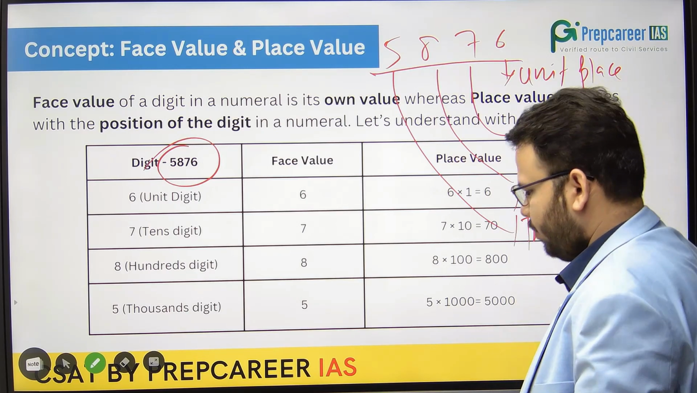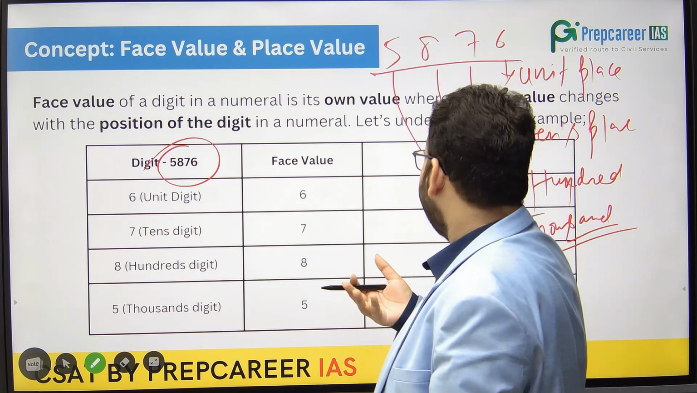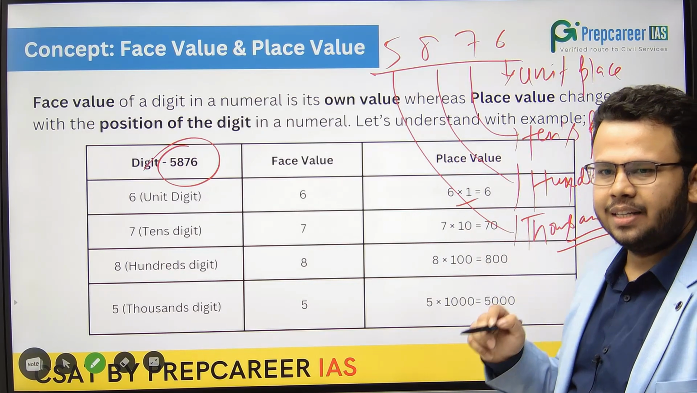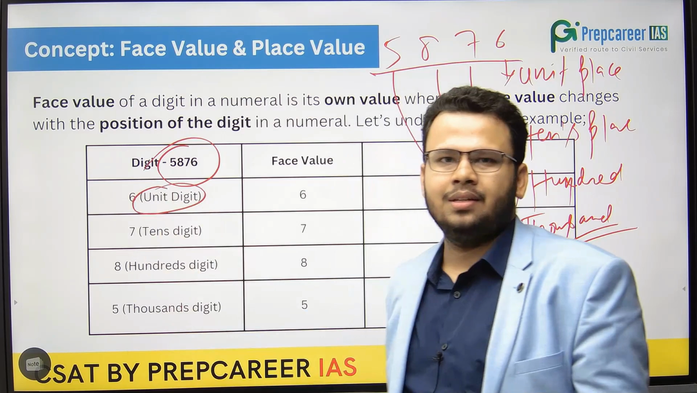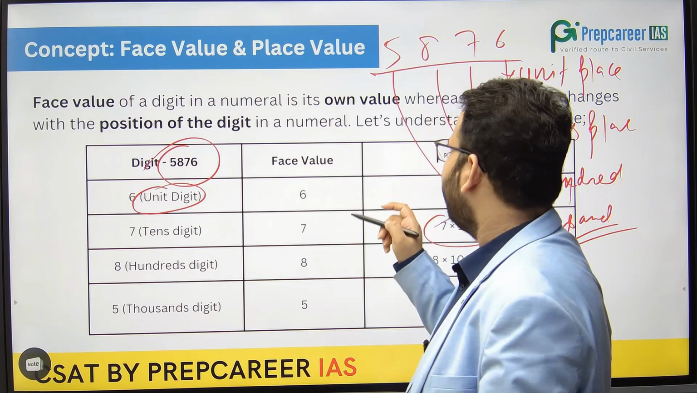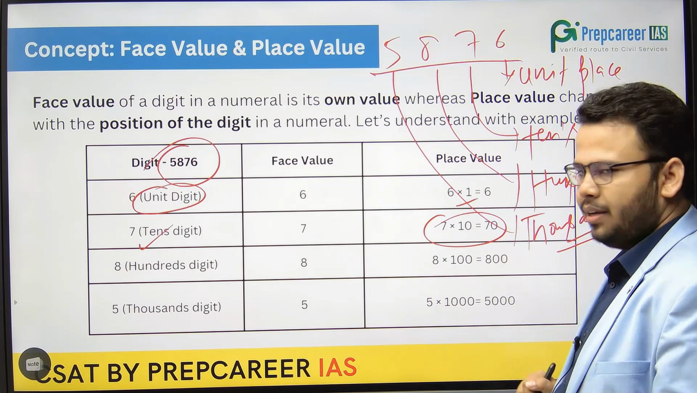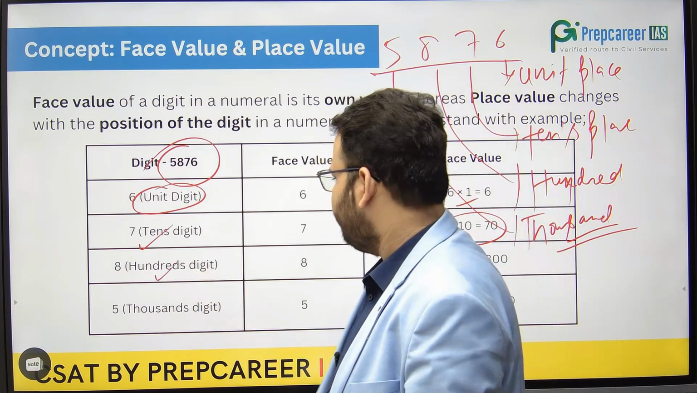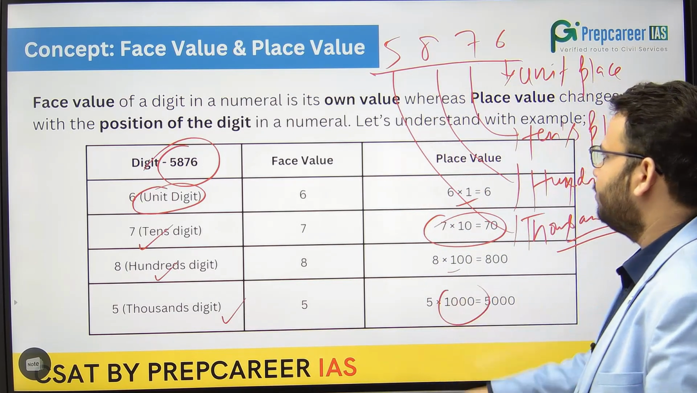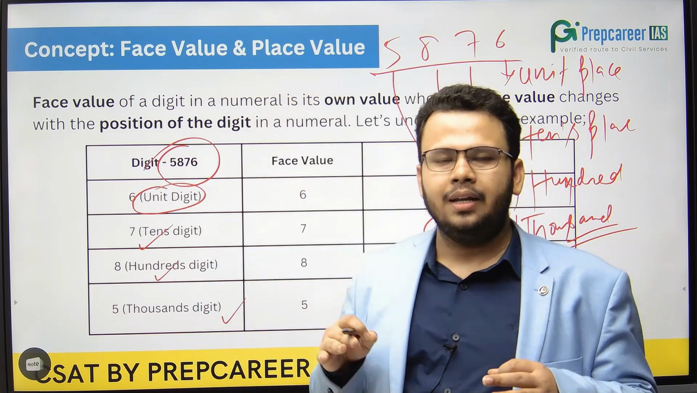The number which is at the unit place, when we have to determine its place value, we will multiply it by 1, the reason being it is at the unit place. When we have to find the place value of the number at the tens place, that is 7, we will multiply it by 10. Similarly, for 8 we will multiply by 100, and for 5 we will multiply by 1000. So this is how we calculate the place value of a digit in a number.